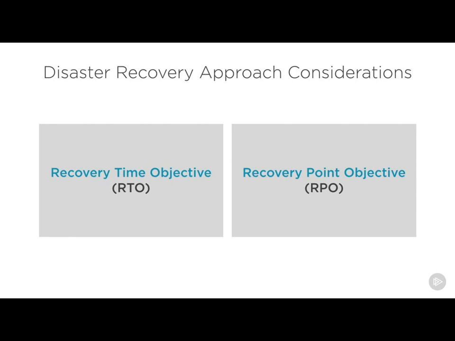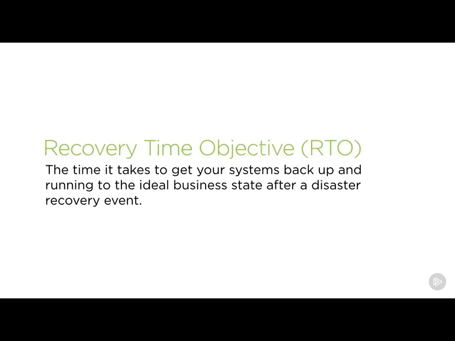First of all, we have Recovery Time Objective. And what we need to note here is that Recovery Time Objective is about time, and it's about our systems being back up and running. So this is defined as the time that it takes to get your systems back up and running to the ideal business state after a disaster recovery event. So for your organization, you might have a standard that says, if we have one of these significant events, we need to be back up and running within 8 hours. That would mean that your RTO is 8 hours.